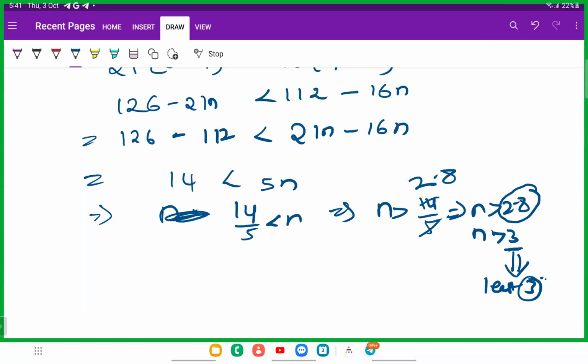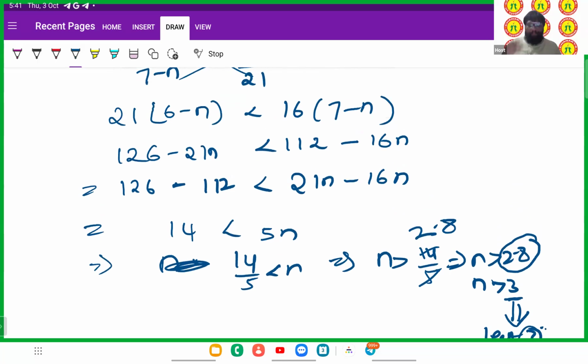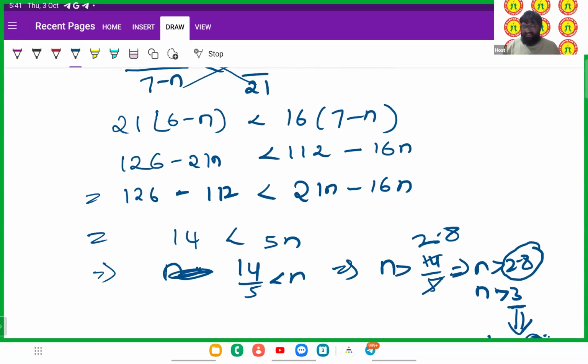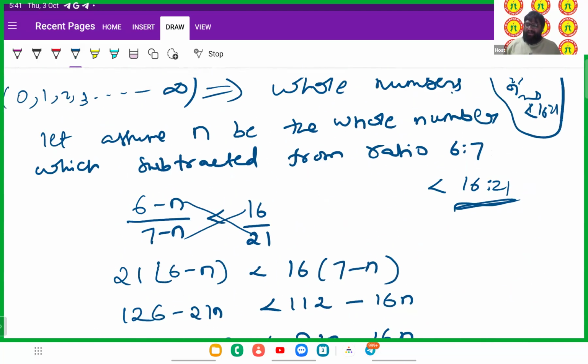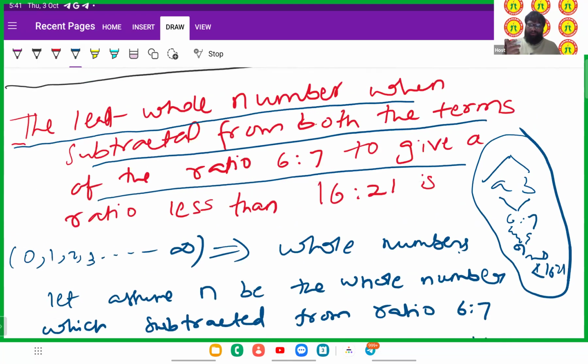Okay, I hope you understand, sir. Yes, sir. So I hope many of you got how to solve this. Such kinds of questions will be asked in the examination, mainly in Olympiad examinations. There is no direct application. A direct application would be: find the whole number which is to be added to the ratio 6:7, so that it will become the ratio 16:21. So this is a direct question.